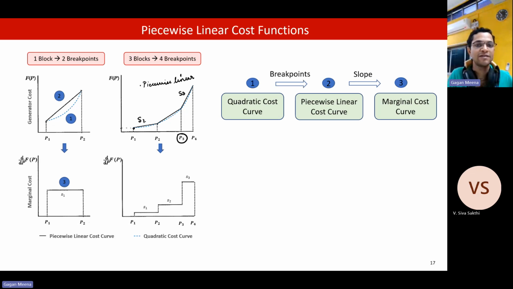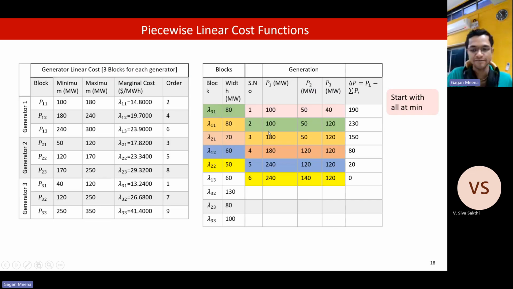And then we can calculate the slope. How can we do that? We can calculate F at P2 minus F at P1, divided by P2 minus P1. So this will be the slope for the first segment. Similarly, we can do it for all the three segments. This way we will have the slope of each segment, S1, S2, S3. Once we have the slope, the differentiation will be its slope. We have this piecewise linear cost curve, then we differentiate it, and we get the incremental cost curve or the marginal cost curve.